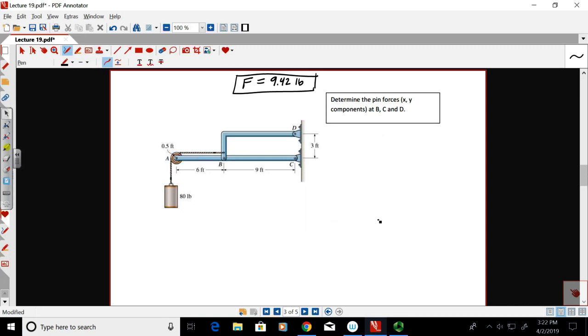So it looks like this. I'd have this, this, this, right? And then that's pretty much it. I would have an 80-pound force here. I would have Dx, Dy there. And then I would have Cx and Cy there.